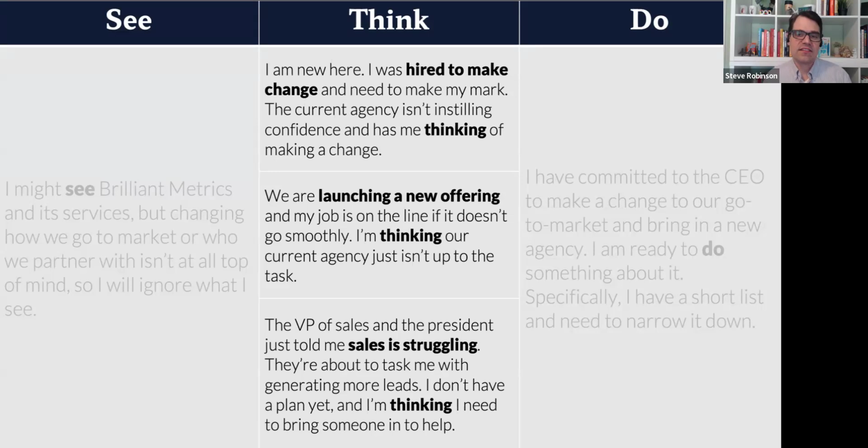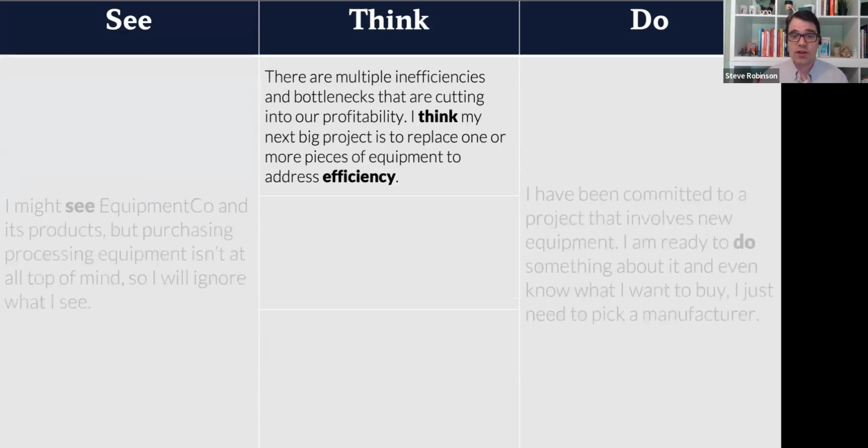So these are just three examples of different states of mind that our prospect would be in when they're in that think state. These are very different problems or opportunities with very different sets of considerations and very different levers that we can pull when we're marketing to these individuals. Let's look at it through Equipment Co. Okay, so I'm probably a process engineer or a design engineer at one of Equipment Co.'s customers.